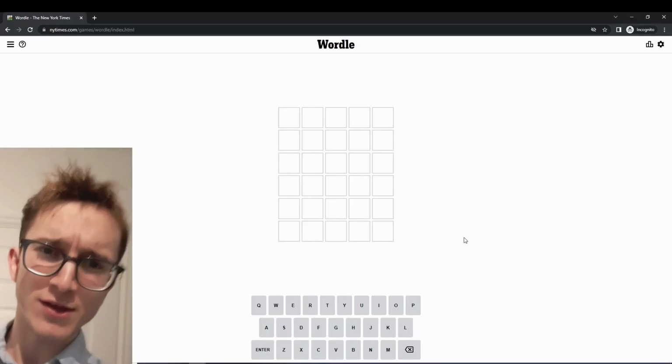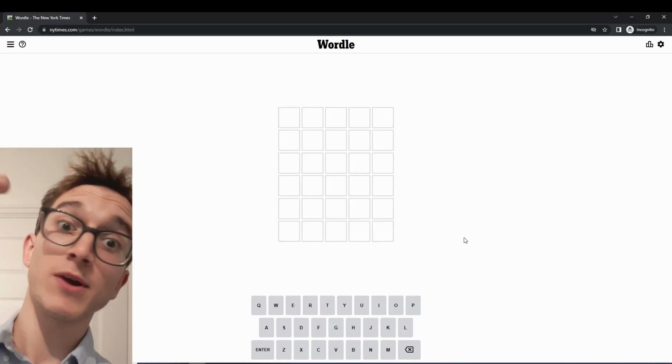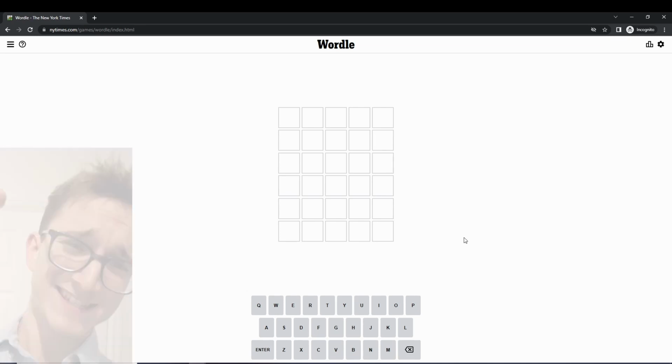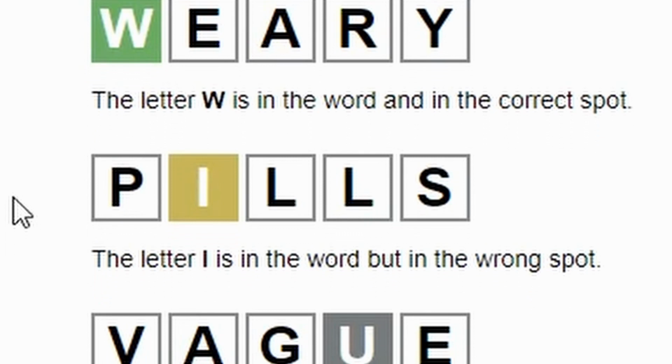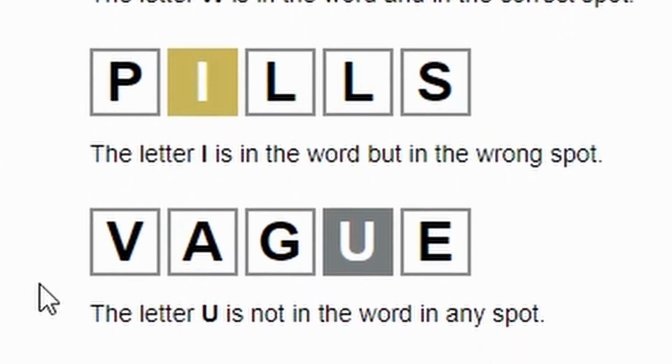If you've clicked on this video, then you probably already know the Wordle rules, but we're going to speed run through it just in case. 5-letter word, 6 goes to do it in. Green is the right letter in the right spot. Yellow is the right letter in the wrong spot. Grey is not in the word at all.